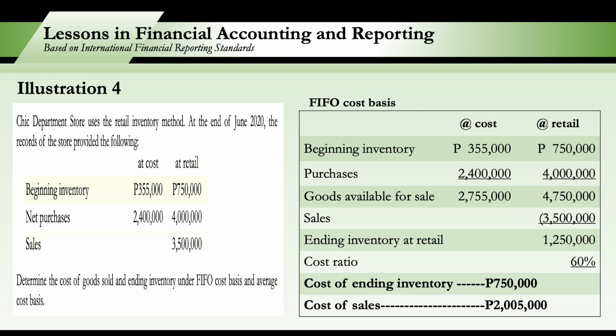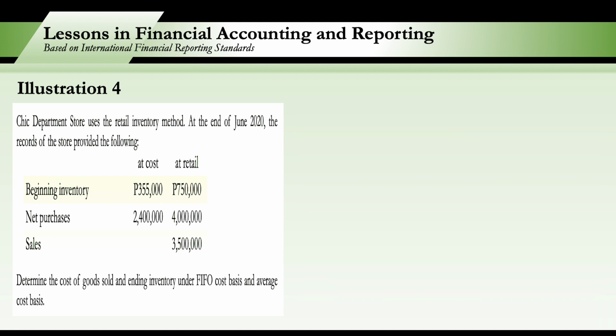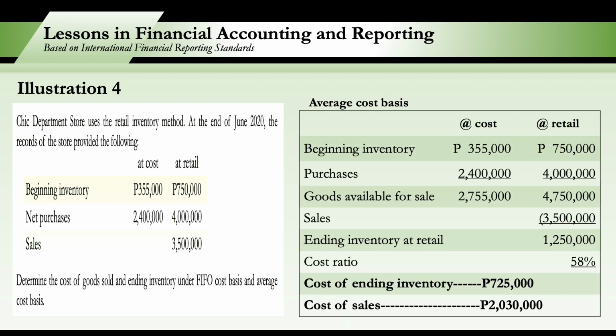And then cost of sales is determined by deducting the cost of ending inventory from the goods available for sale at cost. How about using the average cost basis or the average cost to retail ratio? Of course, we will also begin with our beginning inventory. Then we add our purchases. So we have our goods available for sale, both at cost and retail. And then we deduct our sales of 3,500,000. Our ending inventory at retail is the same, 1,250,000.